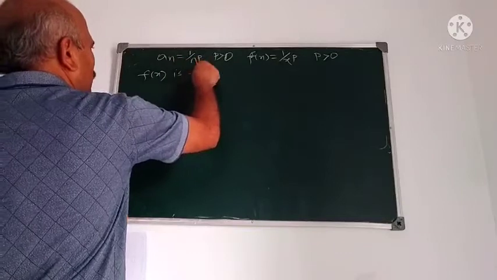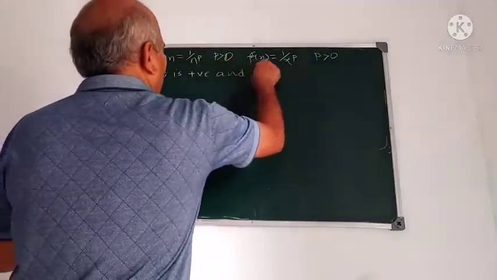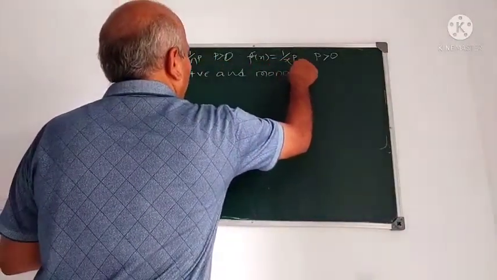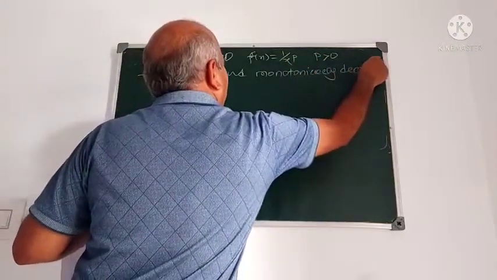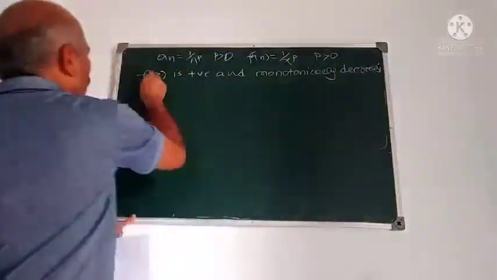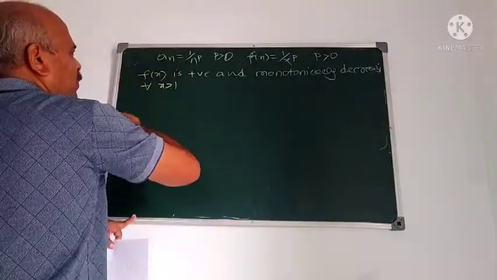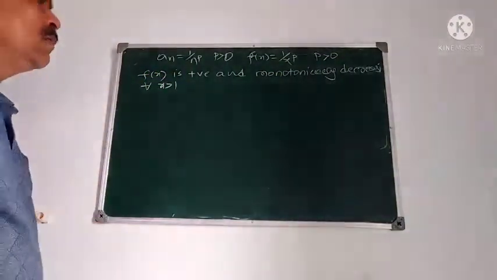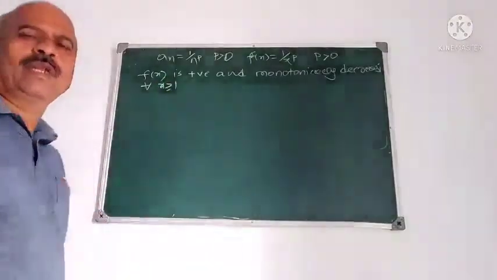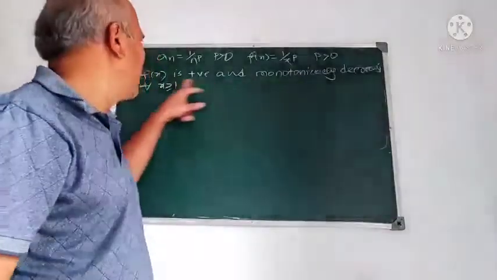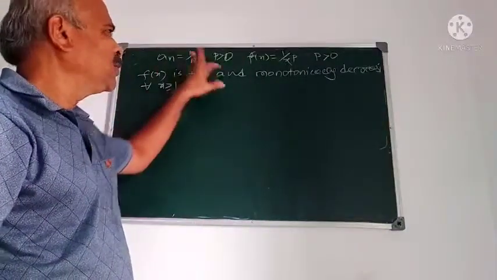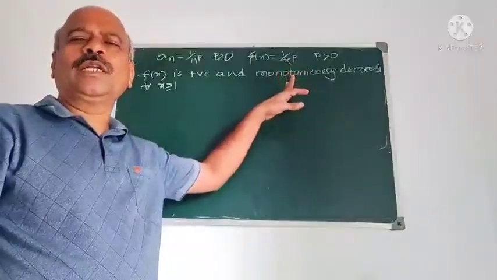f(x) is positive and monotonically decreasing for all x greater than or equal to 1. I think you can easily understand this: it is monotonically decreasing and it is positive. That is the condition of Cauchy's integral test.